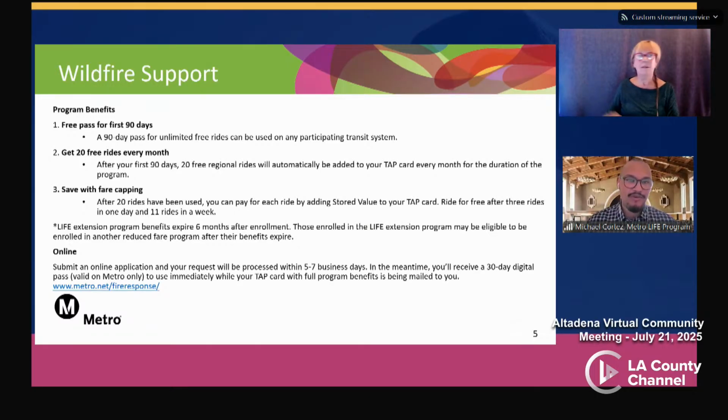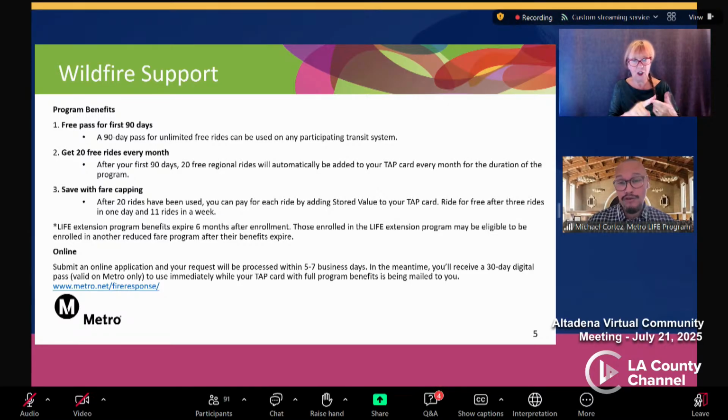Michael Cortez. I'm the director of the LIGHT program. The LIGHT program is a fare discounted program designed to help qualifying riders save on fares. Back in January, under the amazing leadership of Supervisor Barger and her colleagues on the Metro Board, they modified the LIGHT program to lift the income requirements to provide much needed public transportation assistance to those impacted by the wildfires. So what are those benefits?